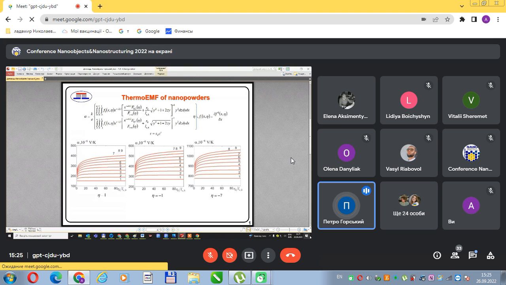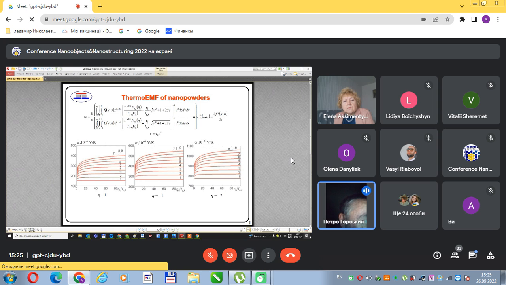цієї величини. Тому ми почали з того, що дослідили, як змінюється термо-ЕРС. Провідність вже дослідили, наступний етап — це термо-ЕРС, тобто як вона змінюється, якщо грає роль розсіювання на межах зразка. Ну, тут є доволі складна формула, але зміст такий.